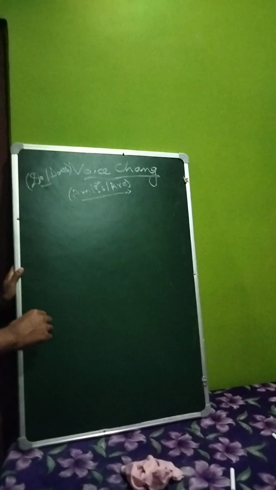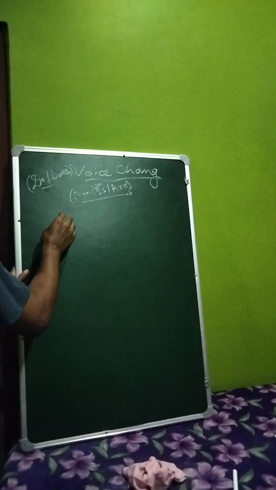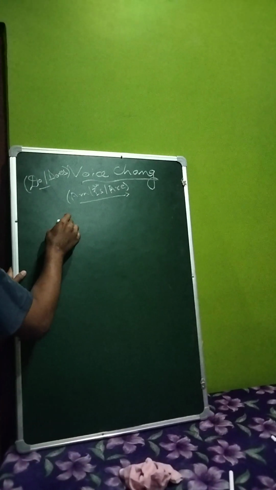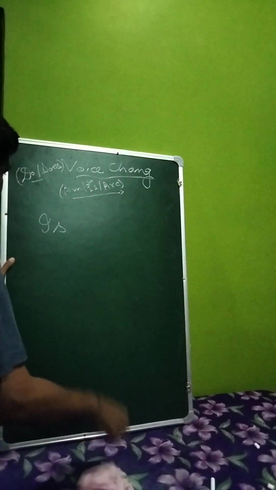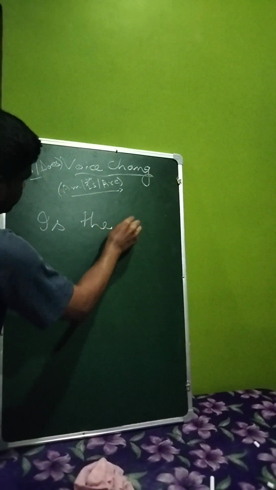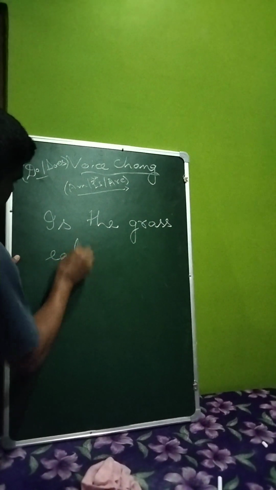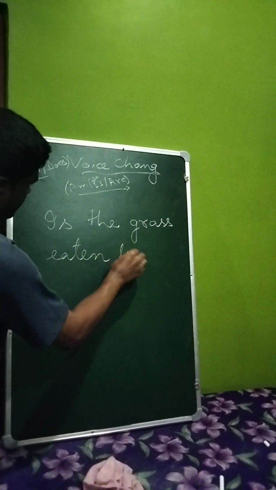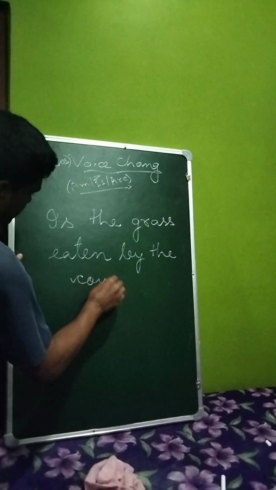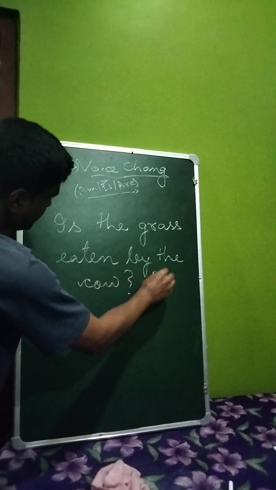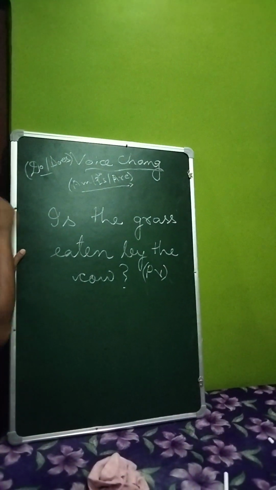So how will the sentence be? Suppose, do the cow eat the grass? Its passive voice is: is the grass eaten by the cow? It is your passive voice. You see, is the grass eaten by the cow? It is the passive voice.